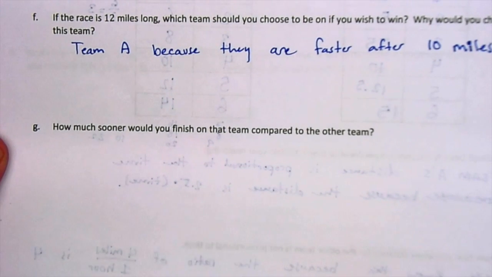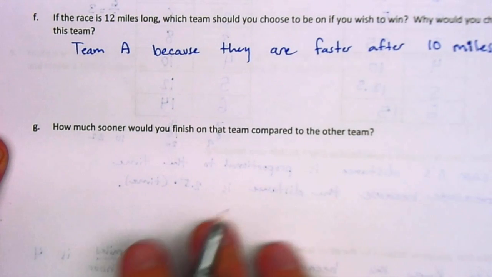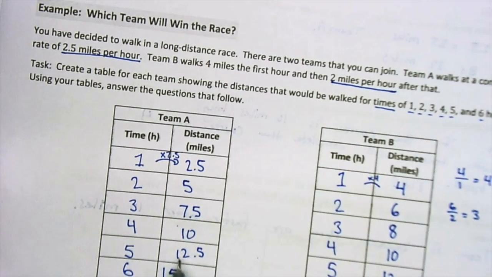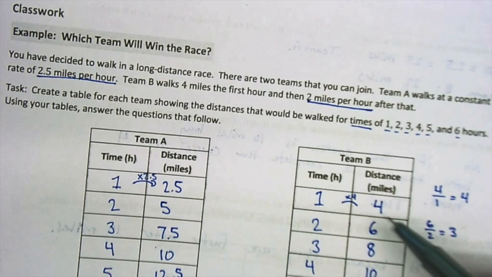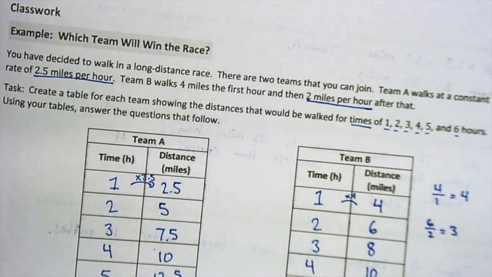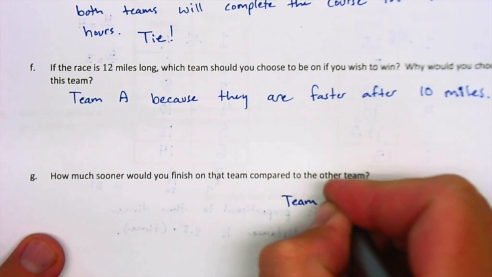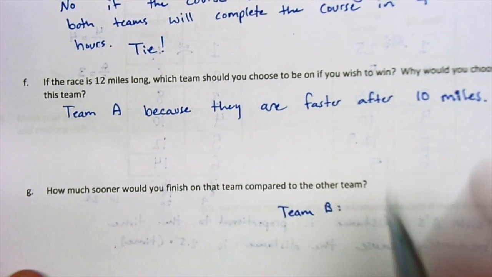How much sooner would you finish on that team compared to the other team? Well, to do that, we need to figure out how long it takes each team to get 12 miles. So let's go back and take a look. So we know that this team moves at a rate of 2.5 miles per hour, and the other team starts out at 4 miles and gets to 12 in 5 hours. So Team B completes the 12 miles in 5 hours.